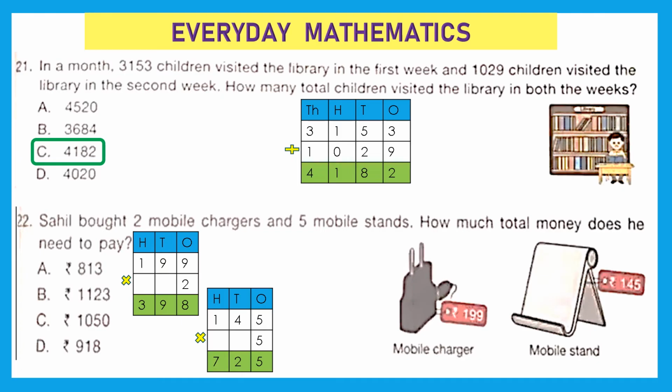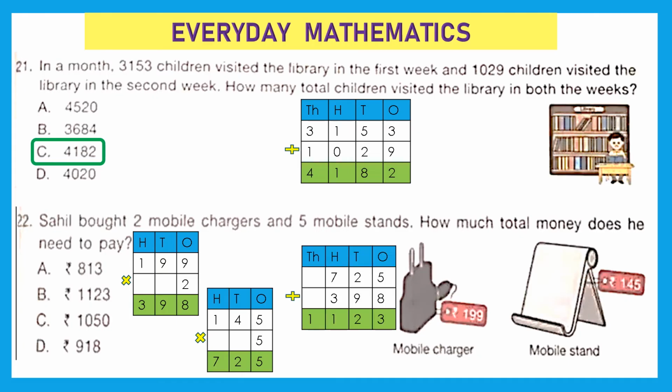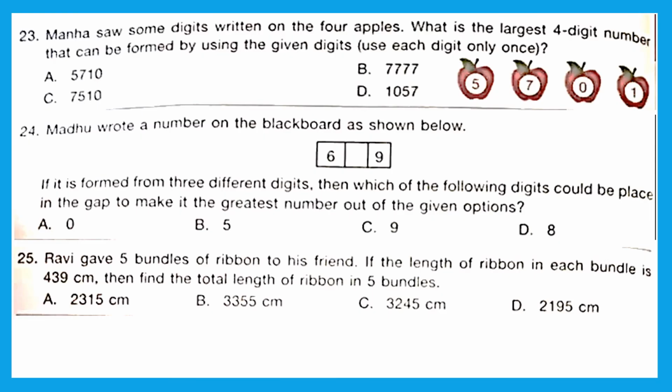Now we have to add it to understand the total amount which Sahil has to pay. Let's add it. After adding, we are getting the answer 1,123. B is the right answer. Question 23. Mana saw some digits written on the 4 apples. What is the largest 4-digit number that can be formed by using the given digits? Use each digit only once.